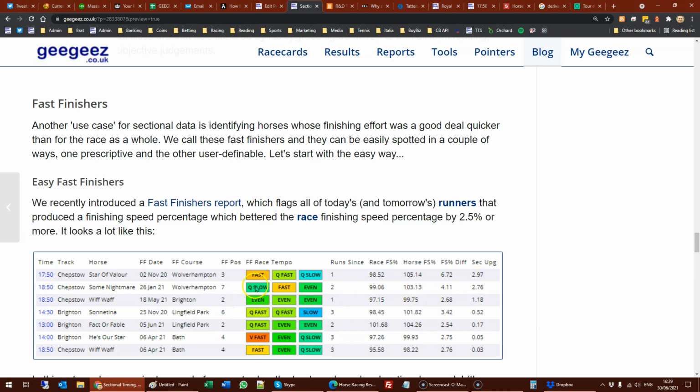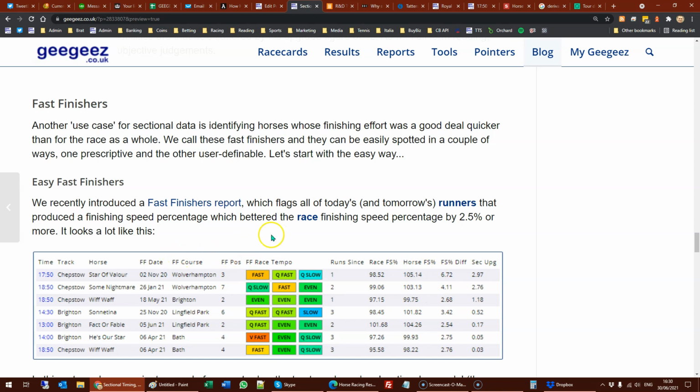Likewise with Some Nightmare, where the race was, you don't often see this actually, fairly steady earlier, then quick in the middle, and then evening off at the end. The race finishing speed was 99%, and the horse finishing speed was 103%. So much quicker. I mean, we flag all horses with a finishing speed differential of 2.5% or more. These 4 and nearly 7% finishing speeds are quite significant. That's a big finishing speed difference in percentage terms. And yeah, of course these two horses won, which is great. So that's something else to look out for.